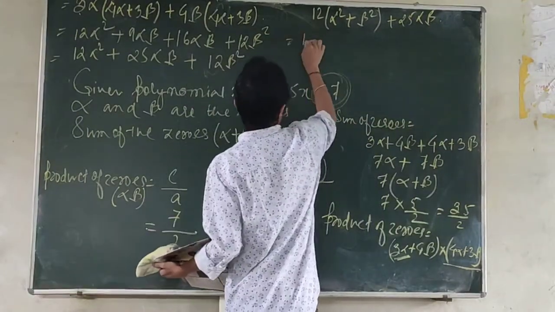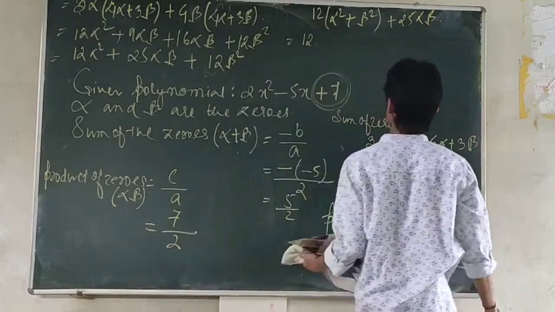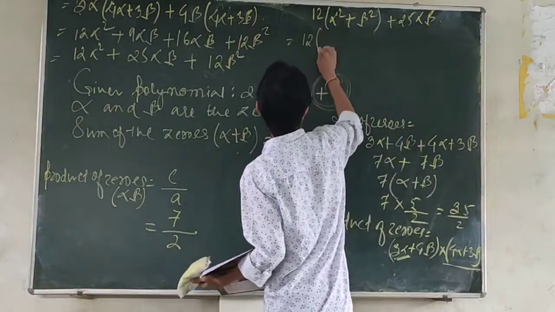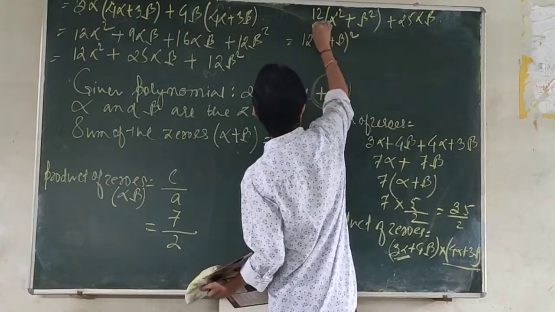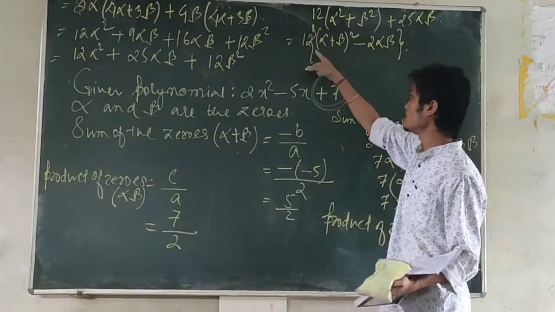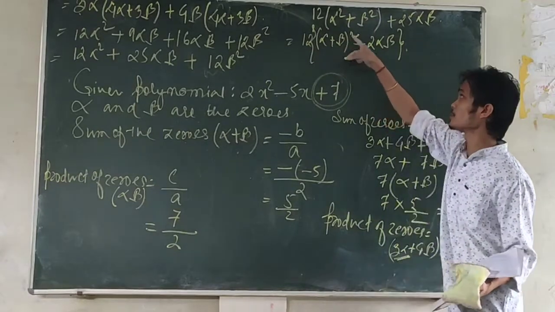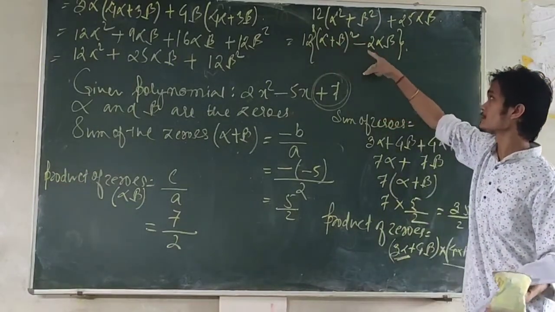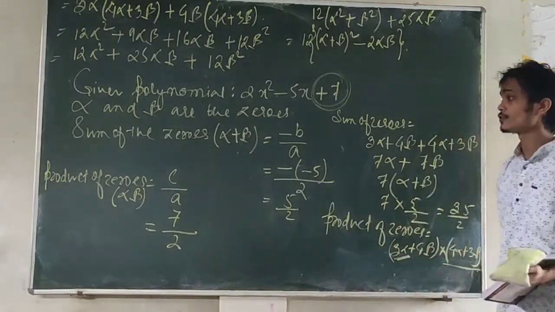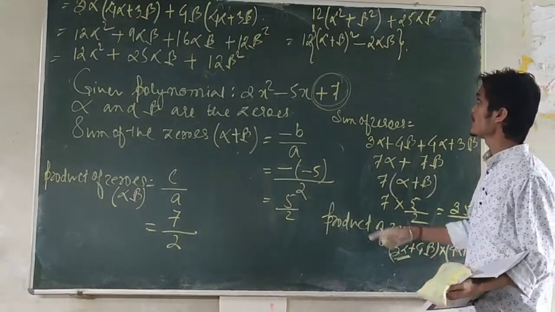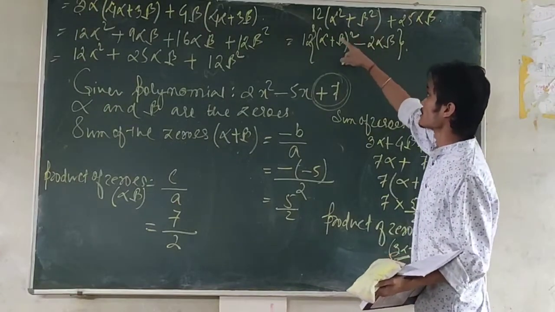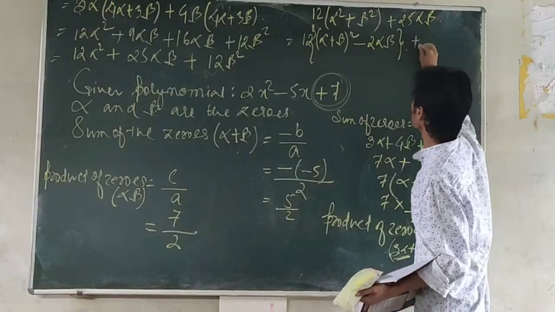Done. Now what will we do? 12(α squared plus β squared). a squared plus b squared, what is the formula? (a + b) whole square minus 2ab, that is (α + β) whole square minus 2αβ. Okay, that is the formula, because we don't have any value for α squared and β squared. We have the value for only α + β and αβ. So we have to convert this into the form of α + β and αβ.